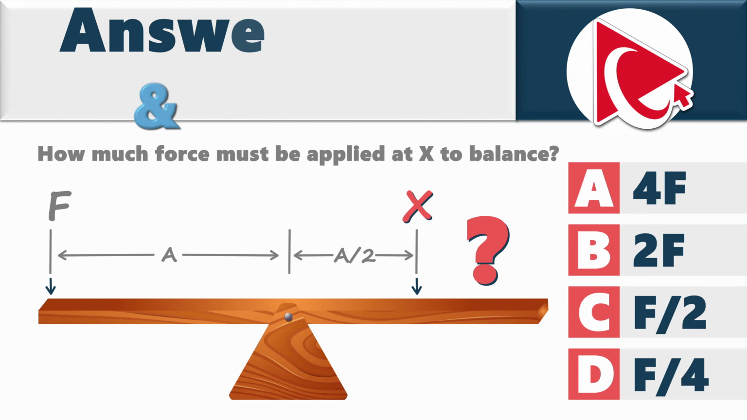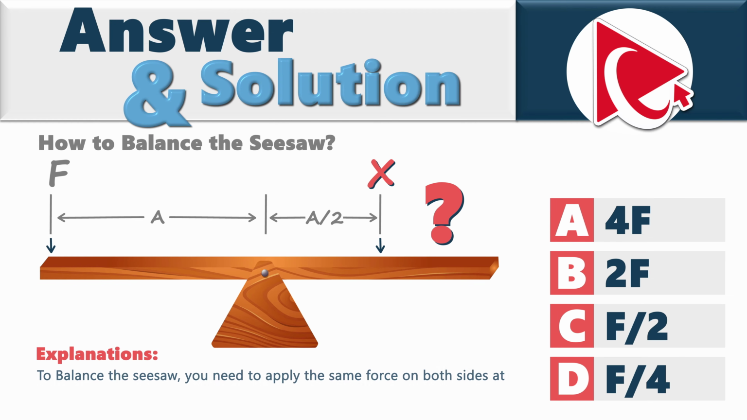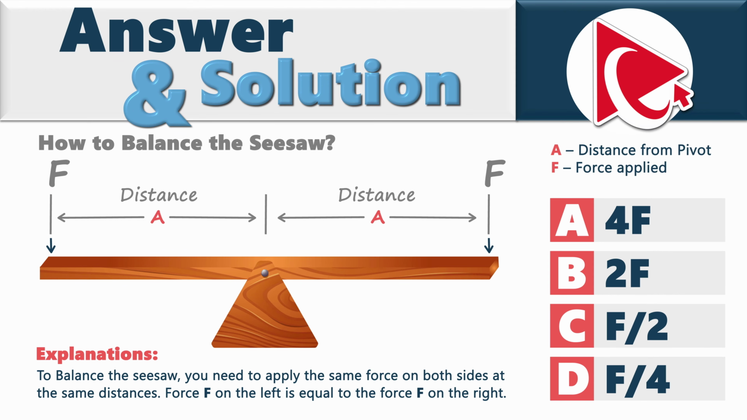To answer this question, we need to understand how to balance the seesaw. And to balance it, you need to apply the same force on both sides at the same distances. For example, force F on the left is equal to force F on the right, which makes the seesaw balance. Let's look at other important components to better understand the question. For example, we have a pivot which is in the middle, and the distances which are represented by the letter A in this particular diagram.